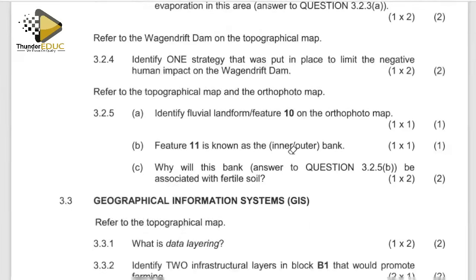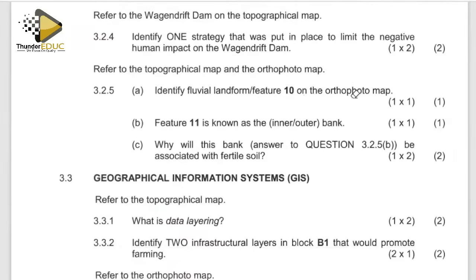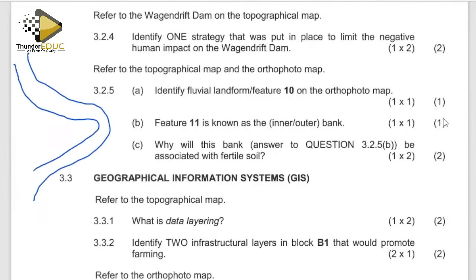Refer to the topographic map. Identify fluvial feature 10. Then fluvial feature 11 is known as the outer bank or inner bank. Unfortunately, number A, we cannot answer it. But with this one of the outer bank and the inner bank, I will make an illustration and explain. If it's a river channel, and you are seeing there's a meander, let's say the river is going like this, and there's a meander here, like this, and then there's a meander, like this.